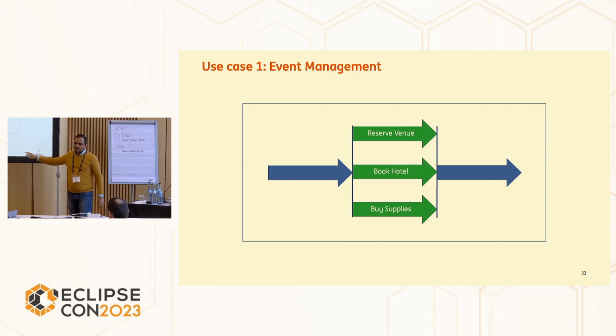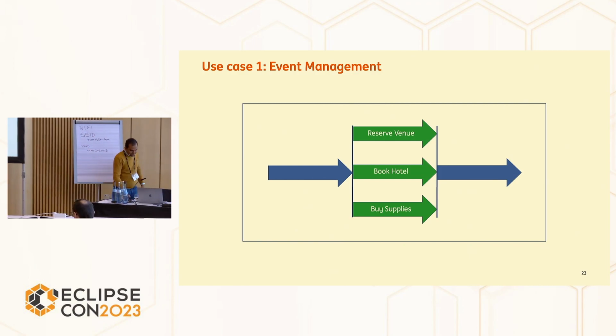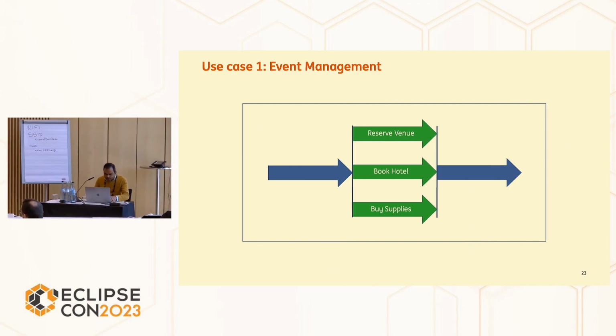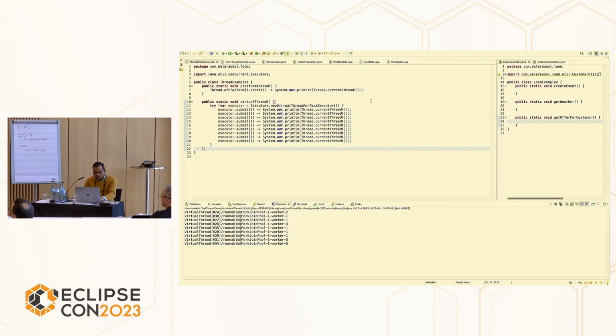So what we're doing here is you have 3 subtasks: reserve venue, book hotel, and buy supplies. When you have your venue, hotel, and supplies, then you create your event. Right? So you have to finish all these subtasks in order to continue with your main task. So let me implement this using the Structured Concurrency API. For that, I'll head over to Eclipse.